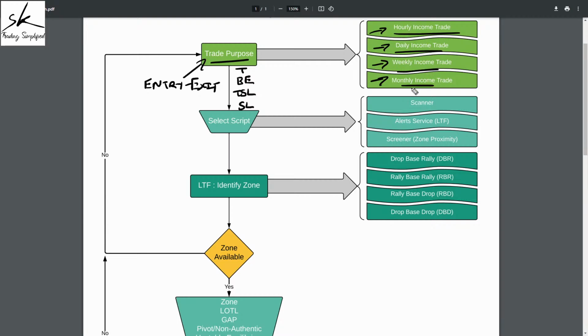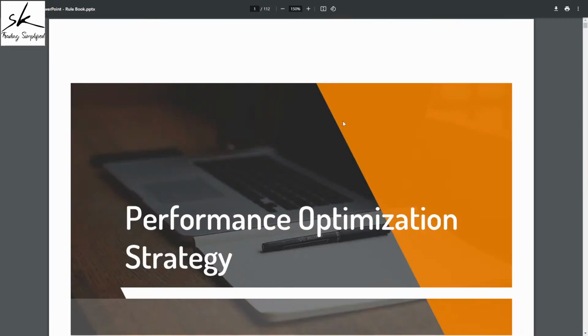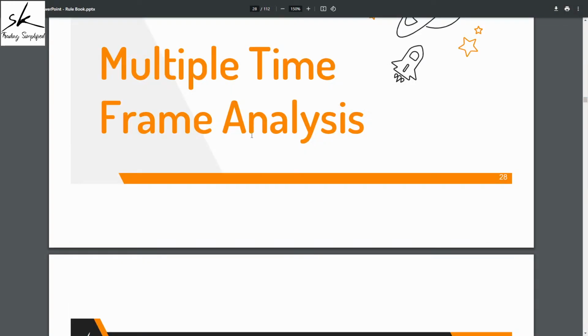Now, let's assume that I want to plan monthly income trades. Now, once I have selected my purpose of trade, what is going to happen? From the rule book, I'll get to know what time frames I should be using. So if we go to page number 28 in the rule book, we have our topic, which is multiple time frame analysis, because demand supply methodology is not based on a single time frame. Demand supply methodology is based on multiple time frame analysis.